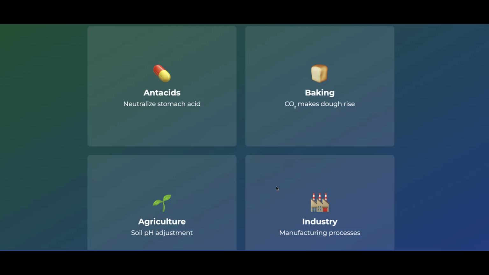Industry: acids and bases are used in countless industrial processes, including paper manufacturing, textile production, metal processing and cleaning, food processing, pharmaceutical production, and water treatment. Understanding acid and base chemistry is crucial for many processes, from cooking to medicine to environmental science.